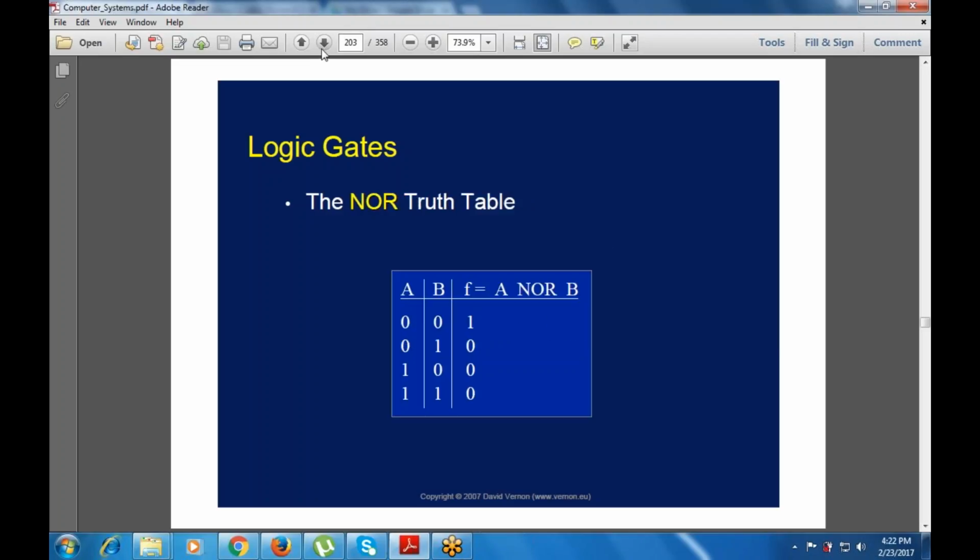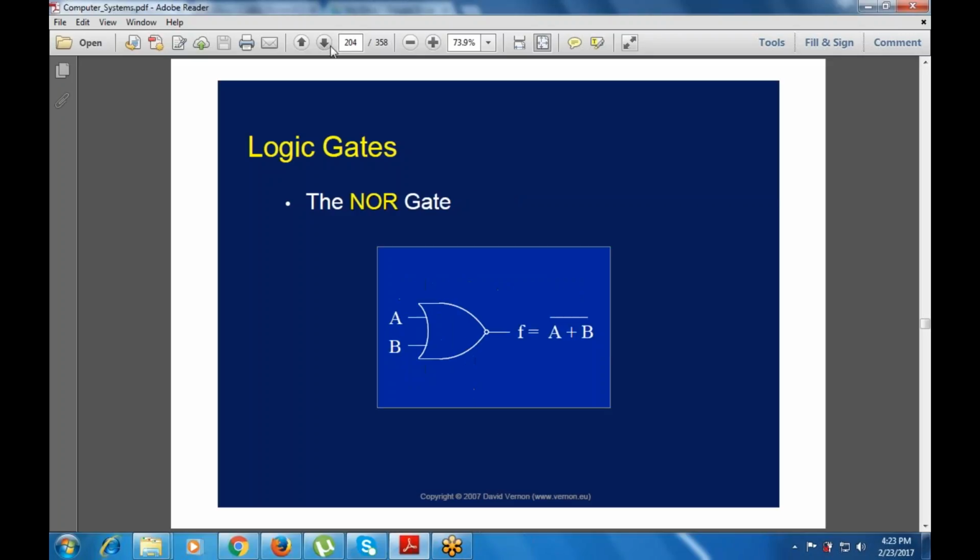Then the NOR truth table. NOR truth table means NOT of OR. So first of all we get the OR of A or B. That becomes 0 0 0, 0 1 1, 1 0 1, 1 1 1. So this is A NOR B. That is the NOT of OR. Then it becomes 1, 0, 0, 0. Why? 1 1 becomes 1 as you know, but this becomes 0 because of the NOT.